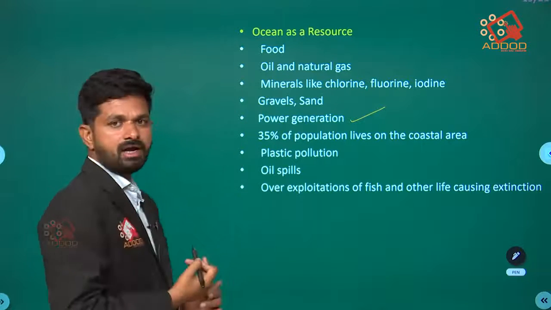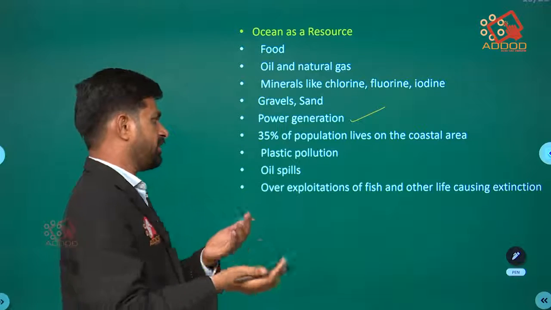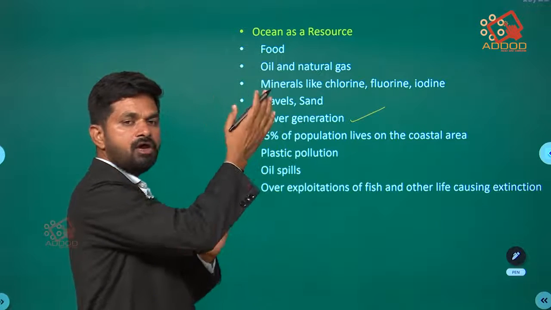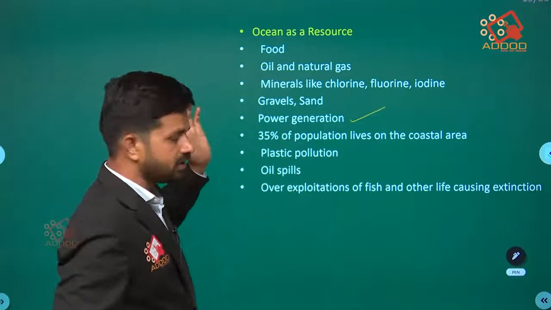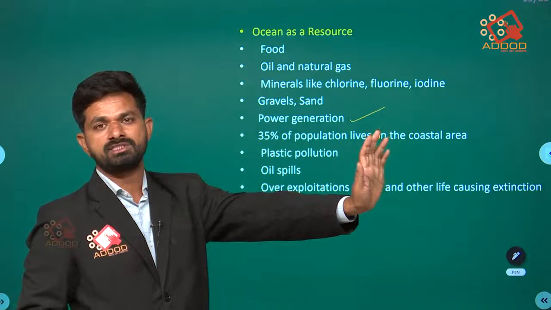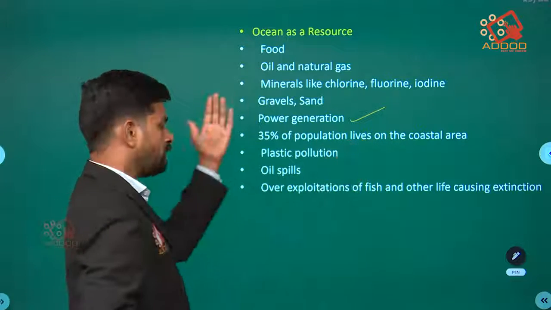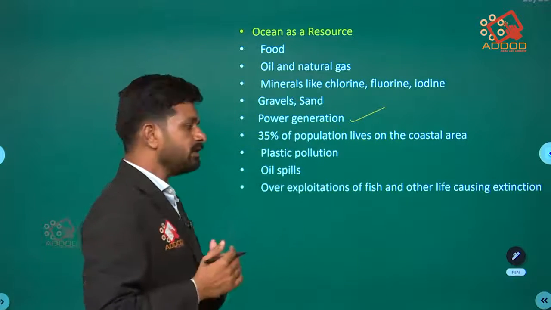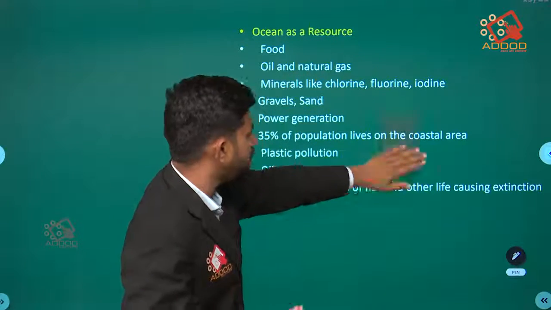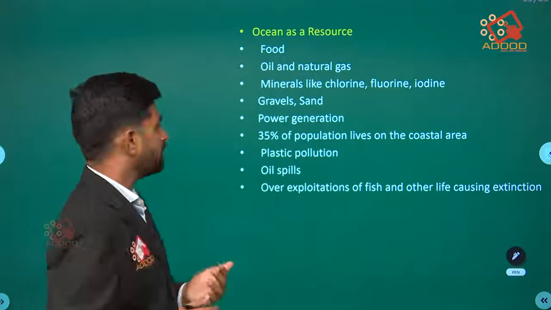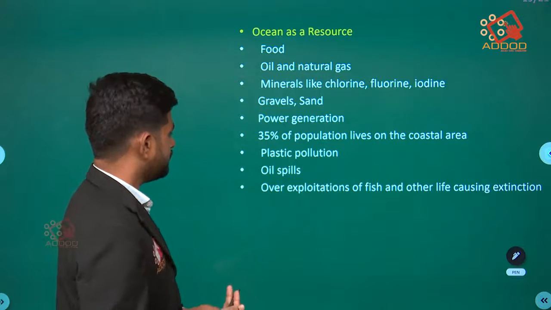Turbines will be fixed in the coastal areas, and because of the high tide, water will flow into that turbine region, and because of the low tide, it will again go back towards the ocean. This will rotate the turbine and then power will be generated, but there is not much potential so far. The technology needs to be improved in this area.